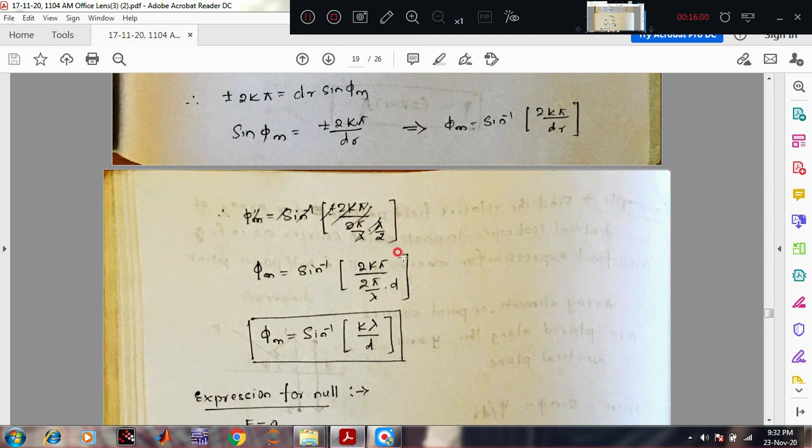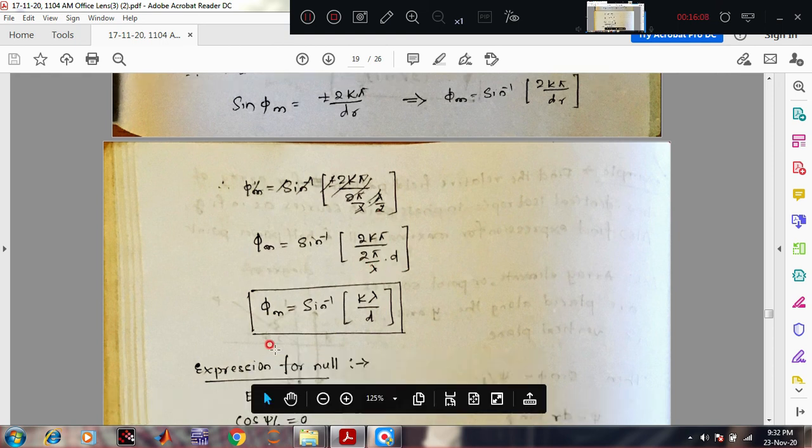Here, in place of dr you can substitute 2 pi by lambda into d. So sin inverse of 2 k pi by (2 pi by lambda into d). The 2 pi will cancel, so lambda will go up. Therefore phi m will be sin inverse of k lambda by d.